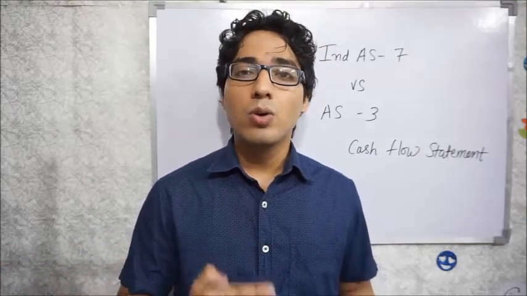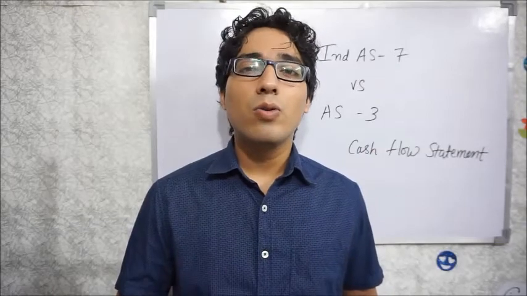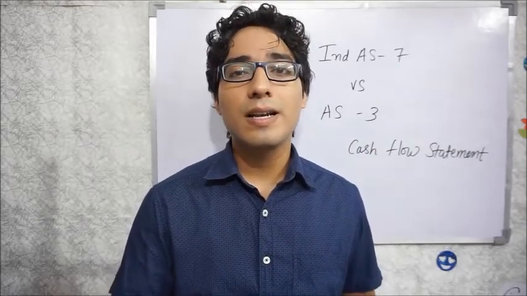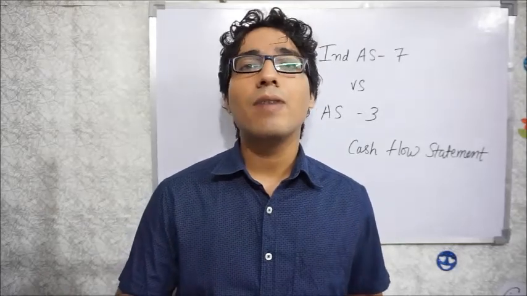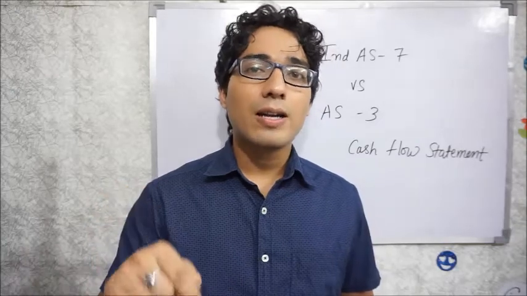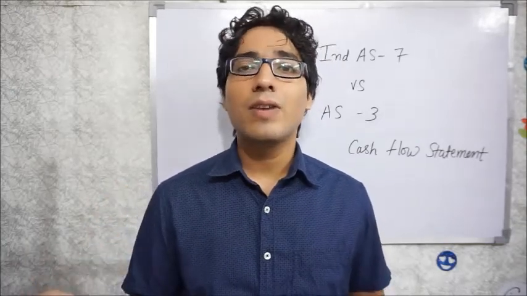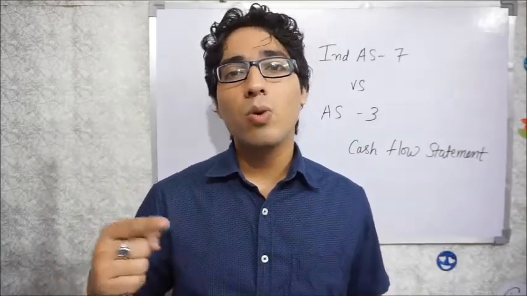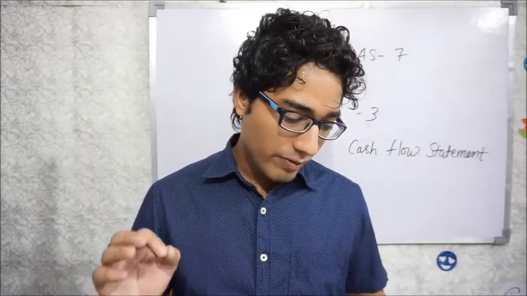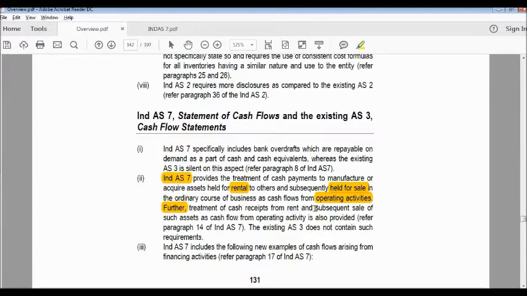So like you purchase some asset and you put that asset out on rental. When you purchase it, it will be your operating activity, and when you sell it, it will also be your operating activity instead of investing activity, because you are putting those assets out on rental income. And it's also saying that the further treatment of cash receipts from rent and subsequent sale of such assets as cash flow from operating activity is also provided.